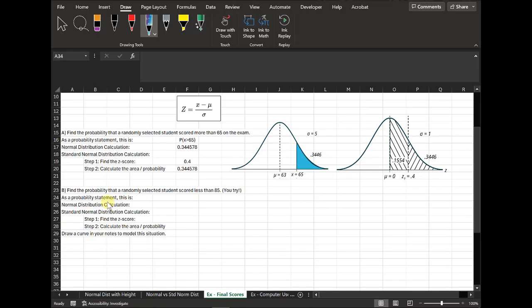Okay, so first of all, we need to write the probability statement. So the probability that a randomly selected student scored less than 85, that's going to be P(X < 85).